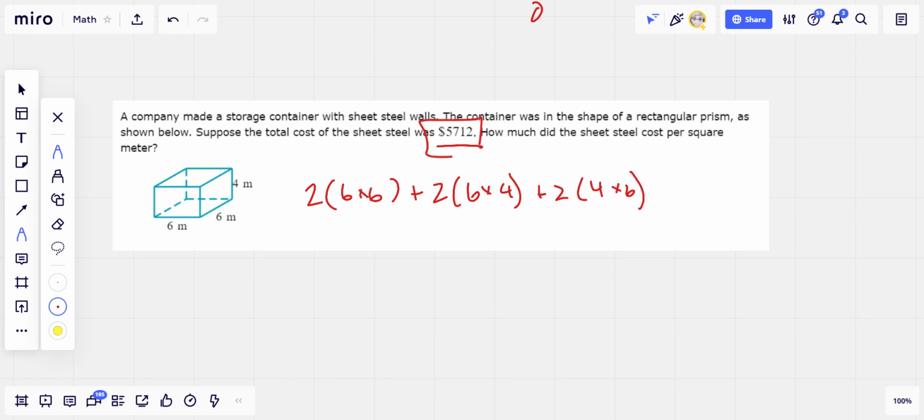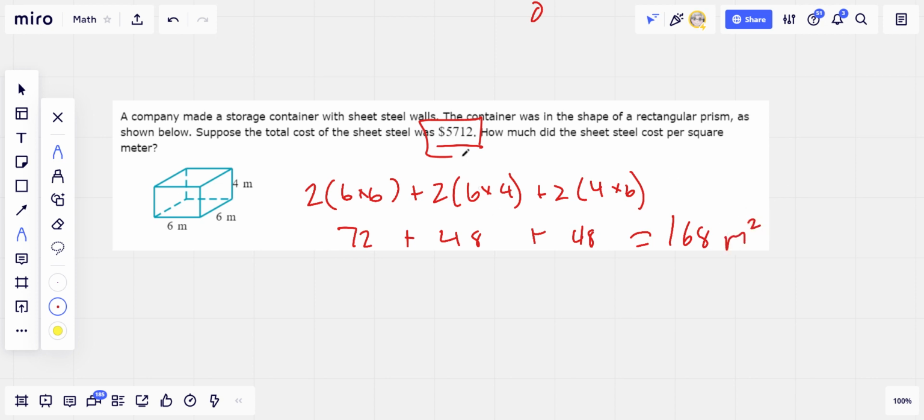All right, so let's do the math on that one. 6 times 6 is 36, times 2 is 72, and 6 times 4 is 24, times 2 is 48. And 6 times 4, same thing, 48. So we've got 72, 48, and 48. 70 plus 40 is 110, and 2 and 8 is 10, so that's 120. So this should equal 168. So in this box, there are 168 square meters.